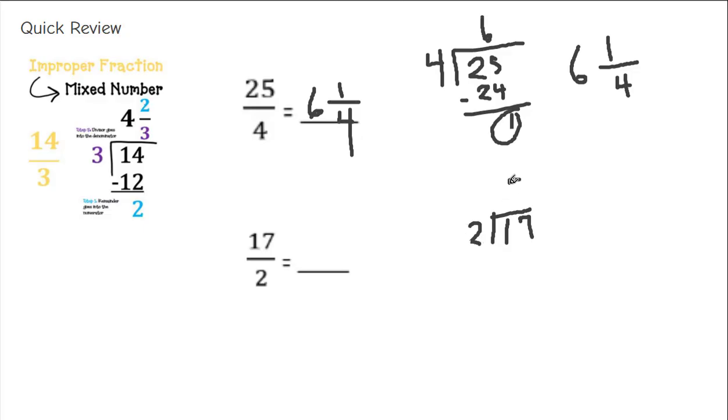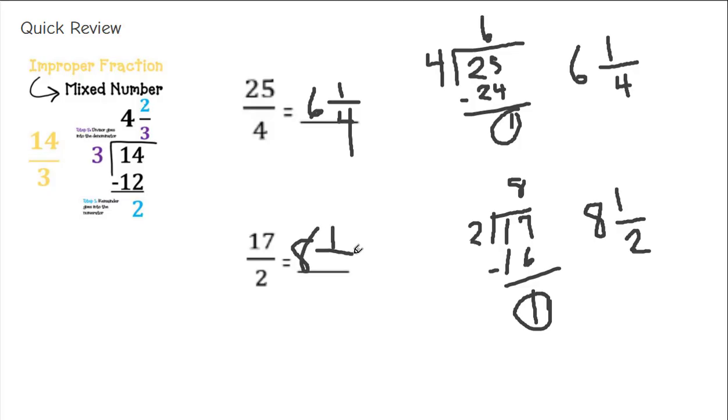2 times 8 is 16 with 1 left. We have 1 left. We took out 8 wholes. The denominator is a 2, and that remainder is a 1. Our answer is 8 1/2.